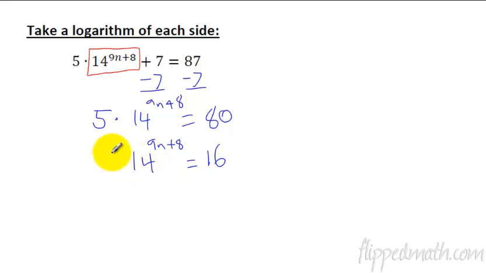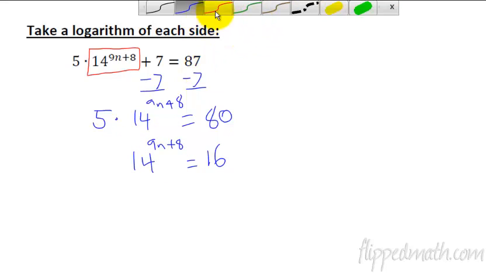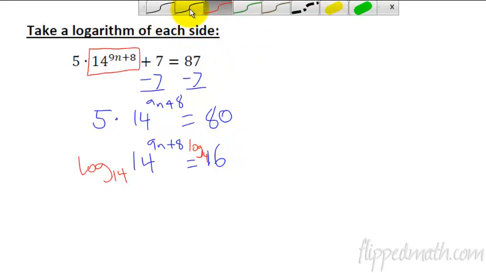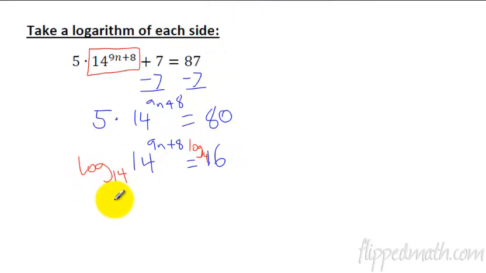And then what next? Oh, yeah, logarithm. So we're going to pull that thing out of the exponent. That means we need to take a logarithm. We're going to do log base 14 of both sides. I'm doing that to both sides, and when that happens, then this stuff all cancels, and you just have 9n plus 8 equals log base 14 of 16.